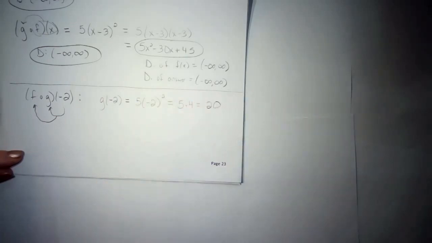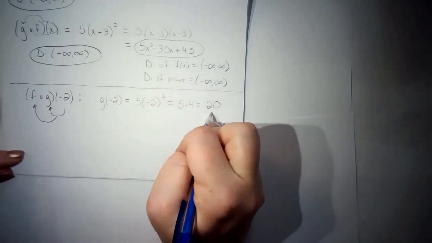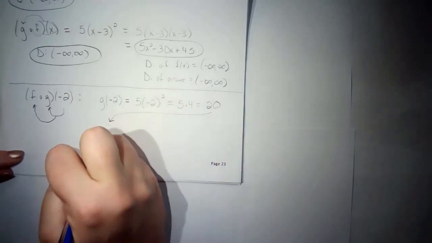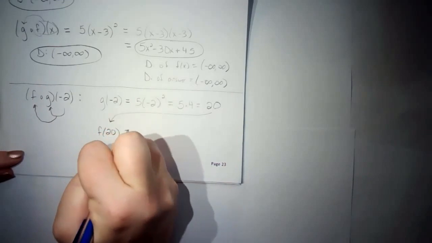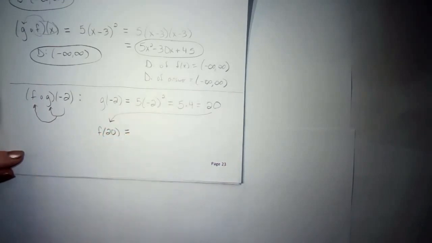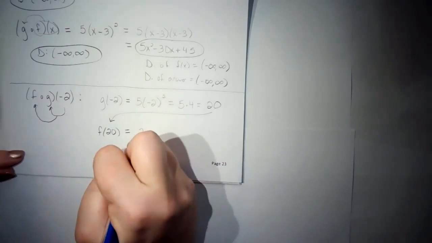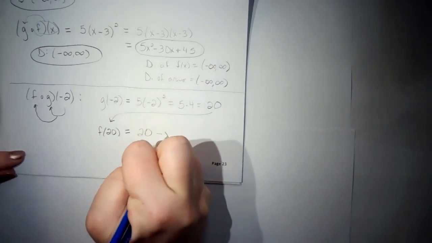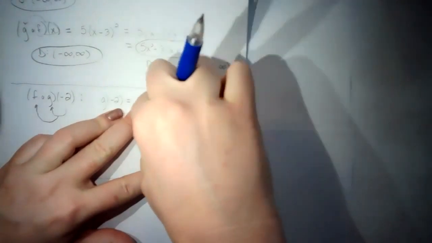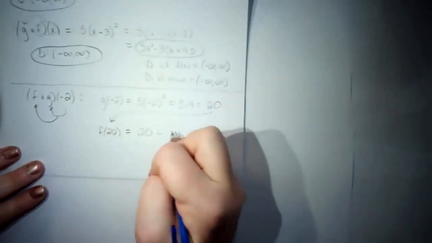Now I'm going to take this 20 and plug it into f and find my answer. So if I go back up, plug in 20 for x, and we get -3.